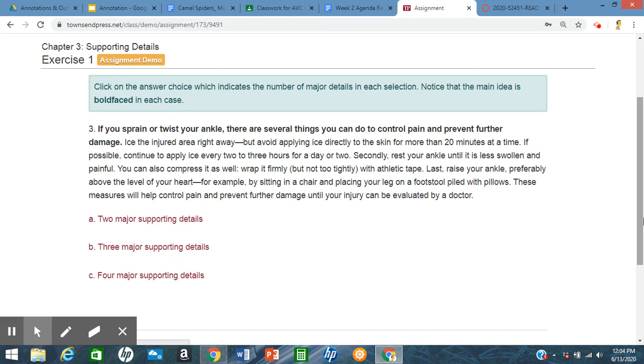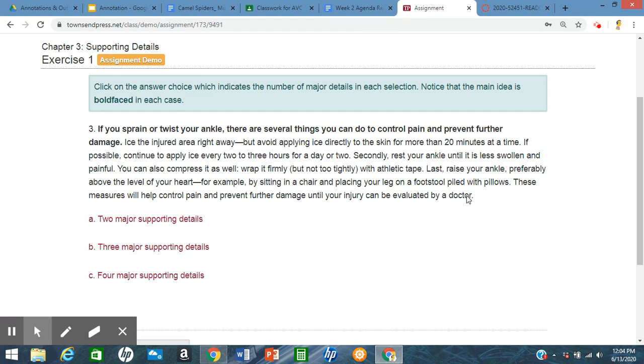Secondly, rest your ankle until it is less swollen and painful. You can also compress it as well. Wrap it firmly with athletic tape. Last, raise your ankle, preferably above the level of your heart, for example, by sitting in a chair and placing your leg on a footstool piled with pillows. These measures will help control pain and prevent further damage until your injury can be evaluated by a doctor.